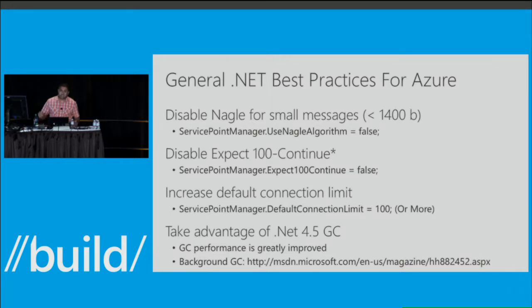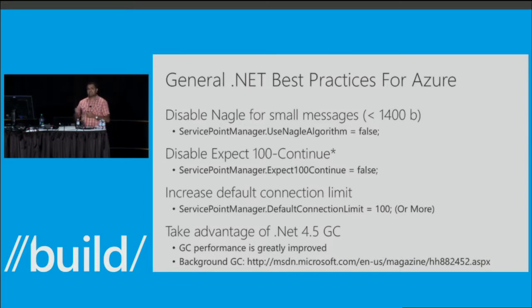Disable Expect 100 Continue. I have an asterisk there because most of the time you would want to disable it, except when you're not sure whether your request is going to succeed. When you're trying to upload some data, it sends an Expect 100 packet, and the service responds saying, yes, you can send the rest of the payload. Then the client sends the rest of the payload. So if you're trying to upload a large blob and you're not sure if it's going to be successful or not, Expect 100 is beneficial. Otherwise, you can disable it and save the one extra round trip that would occur.